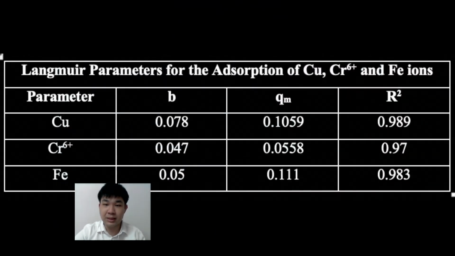For copper ions, it is found that the value of B is 0.078 and the value of QM is 0.1059. As for chromium 6+ ions, the value of B is 0.047, whereas the value of QM is 0.0558. For iron ions, the values of B and QM are 0.05 and 0.111 respectively. Besides, the copper ion, chromium 6+ ion and iron ions have R² values of 0.989, 0.97 and 0.983.